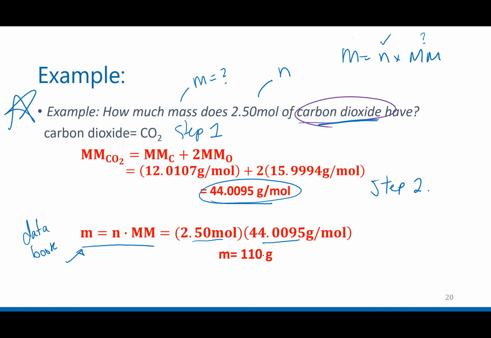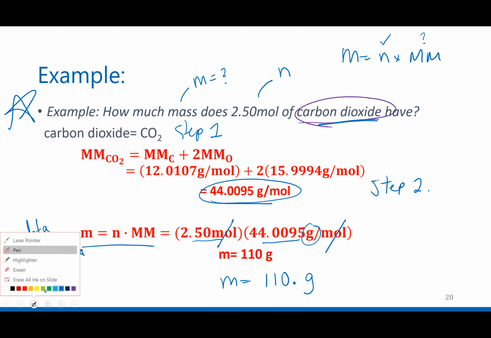Actually, if I'm going to be fancy about this in terms of significant figures, I should probably say 110 with a decimal grams. If you're wondering why it's grams, well, moles cancel, and you're left with grams as your unit. 3 significant figures because the question has 3 significant figures.